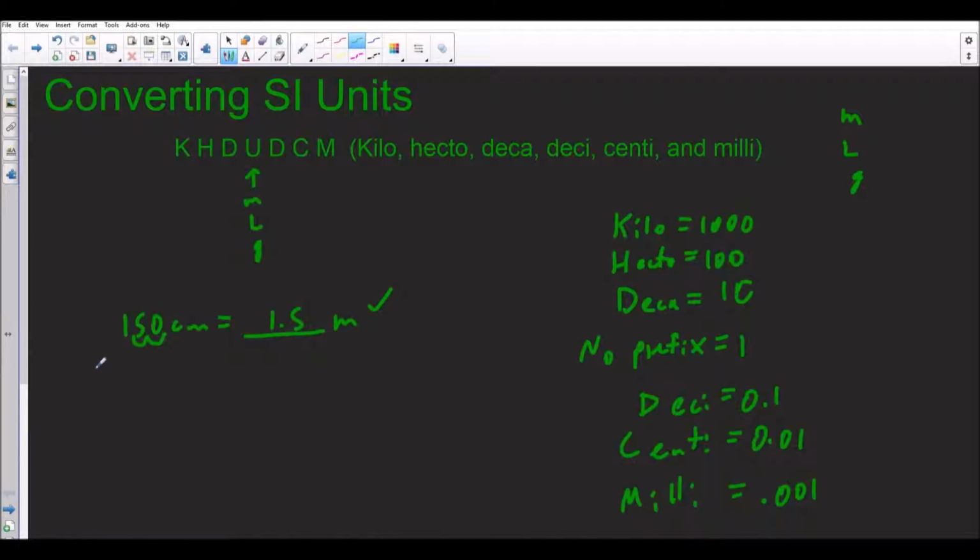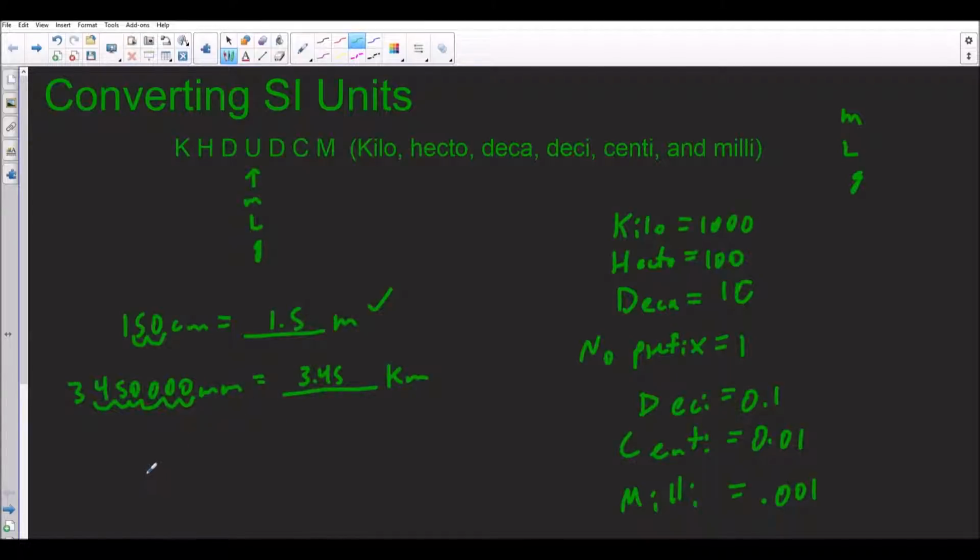The next thing we're going to do is we're going to try this. We're going to have 3,450,000 millimeters. How many kilometers is that? Now this one might be a little bit more tricky to do in our heads, but what we can do is look at this and say, okay, we're starting at millimeters, so we're going to start at milli. We have to go all the way up to kilometers, so let's see. 1, 2, 3, 4, 5, 6. So we have to move our decimal place 6 places to the left. So we're going to have 3.45 kilometers.